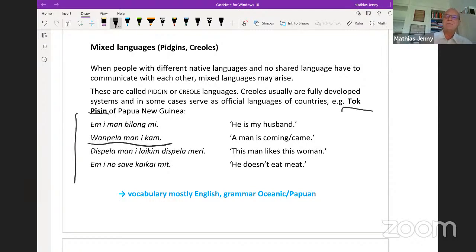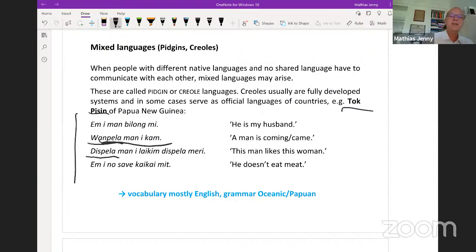Wan pla man i kam. Wan pla man. Wan pla is one fellow. So you don't only say one man, you say wan pla man. This is similar to Burmese, where you cannot say the yao cha, but you have to say yao cha the yao. You need a classifier. This classifier in Tok Pisin, they use pela. Pela from the English fellow.